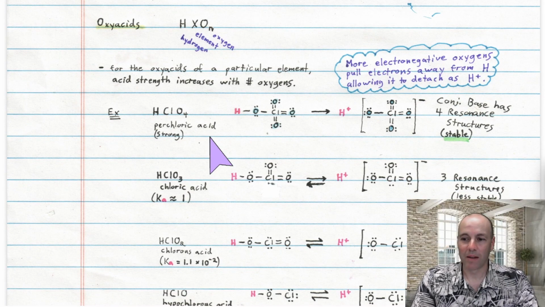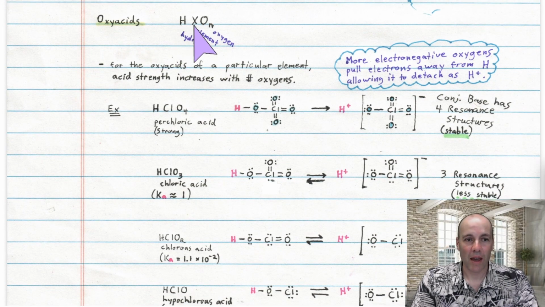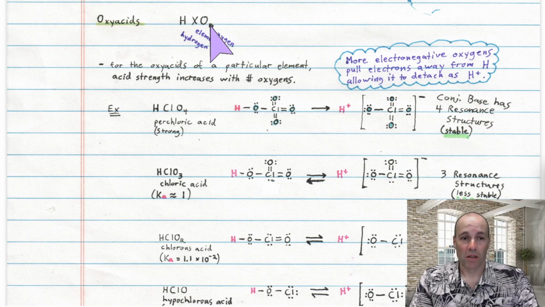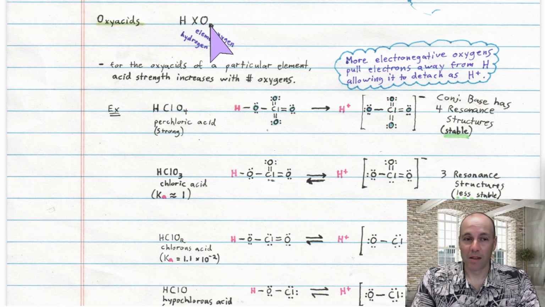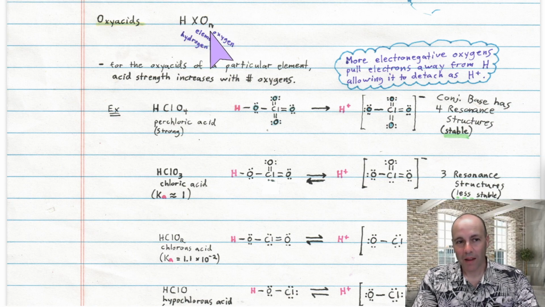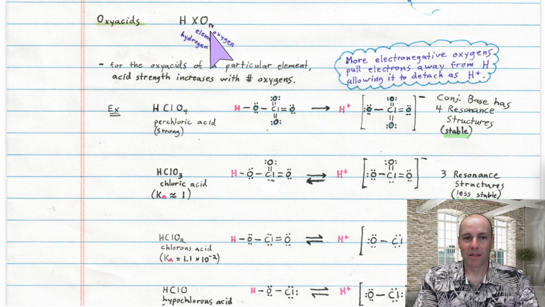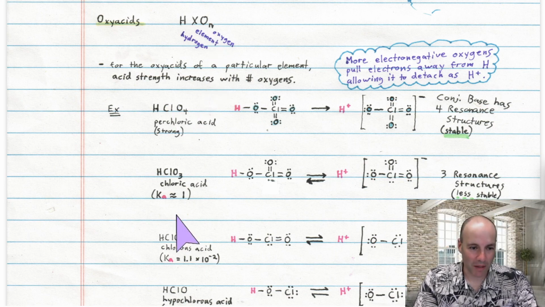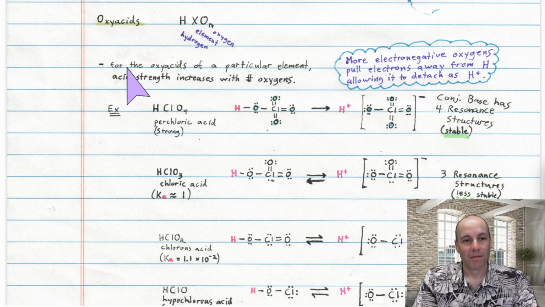These have the formula HXOn, so hydrogen, some element, and a certain number of oxygens, such as perchloric acid, HClO4, which would be an example of an oxyacid. Now, for oxyacids of a particular element, like the oxyacids of chlorine, as I've written them here, the acid strength increases with the number of oxygens.